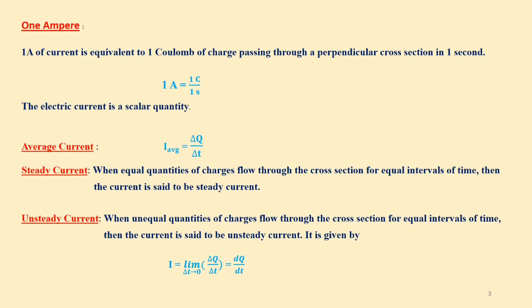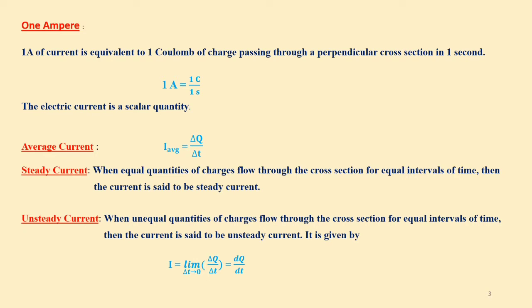Now we define average current. This average current is calculated when unequal quantities of charges flow through the conductor per unit time. So, the average current is denoted by delta Q by delta T. Steady current. When equal quantities of charges flow through the cross section for equal intervals of time, then the current is said to be steady current.